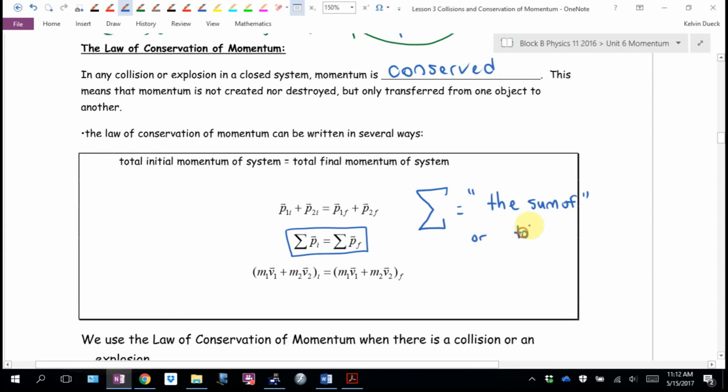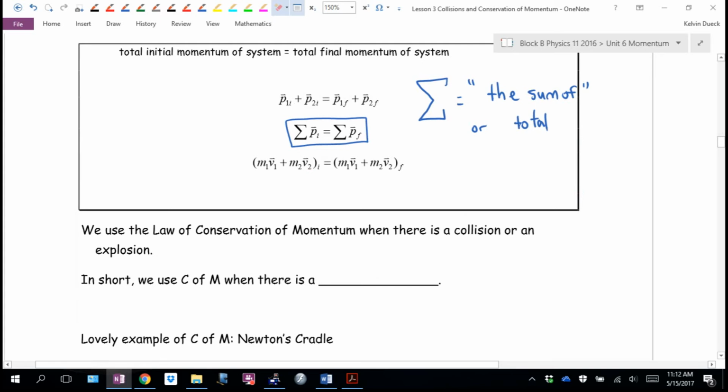Or, if you really want to read it short, total. The total momentum of everything initially equals the total momentum of everything afterwards. The sum of all the momentum you begin with equals the sum of all the momentum you end with. That's typically how I write the law of conservation of momentum. Why? Because it's short and it's nerdy looking. I start from there, and then I derive whatever I need to for my specific situation, and I'll walk you through how we do that.